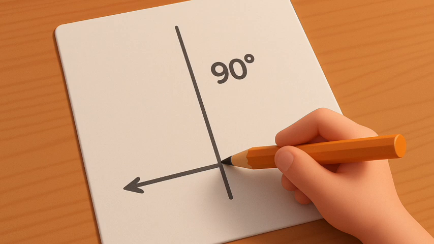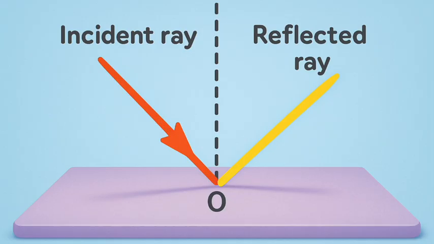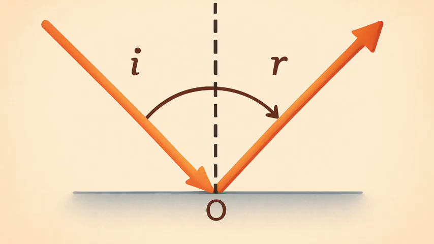Now remove the mirror. From the point where the incident ray strikes the mirror, draw a line making an angle of 90 degrees to the line representing the mirror. This line is known as the normal to the reflecting surface at the point of incidence, Fig. 10.9b. The angle between the normal and the incident ray is called the angle of incidence, i, Fig. 10.9c. The angle between the normal and the reflected ray is known as the angle of reflection, r, Fig. 10.9c.